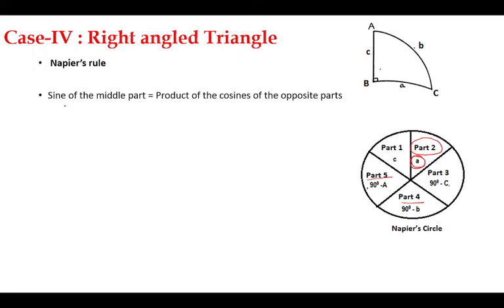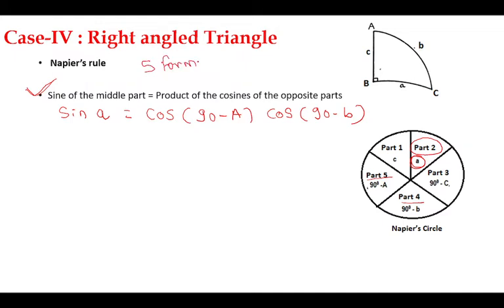So we can have sine of this middle part A is equal to cos of 90 minus A into cos of 90 minus B. Correct. So this way we can use this rule. But remember, any one of these parts can be considered as a middle part. So with respect to this rule, we can create five formulae.